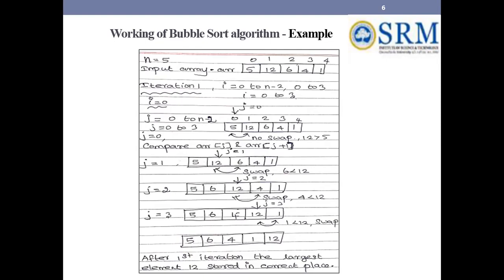If j is equal to 3, compare the last values, 12 and 1. Now 1 is less than 12, so swap 1 and 12. So 1 comes first, then 12. So this is the first iteration of bubble sort. After the first iteration, see the output: the maximum value in the array, 12, is moved to the last location, the correct place. So this is the output of the first iteration.